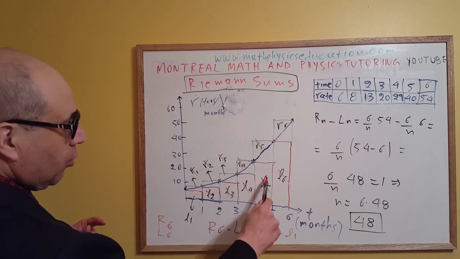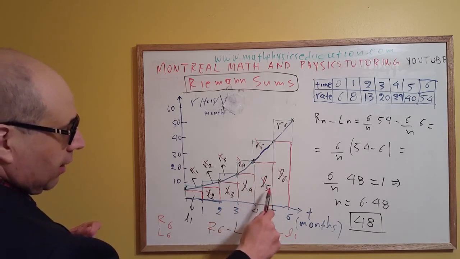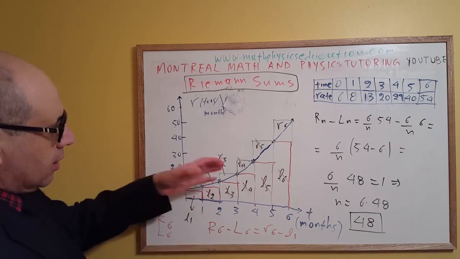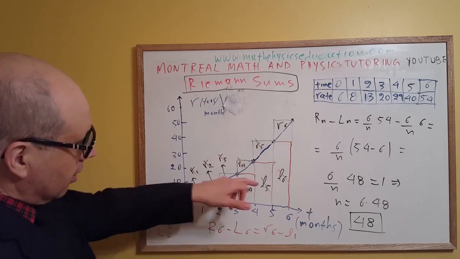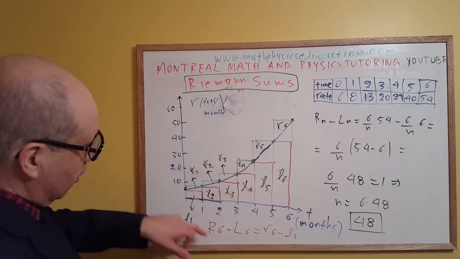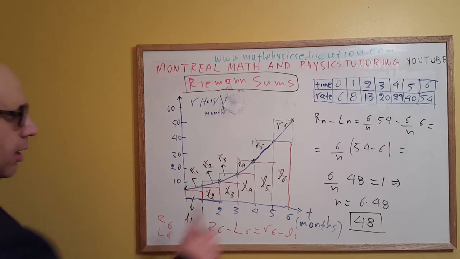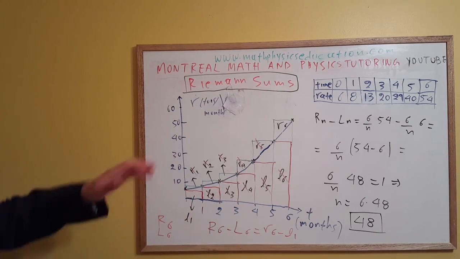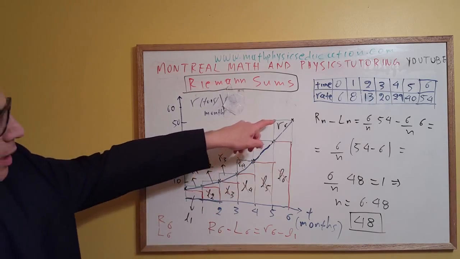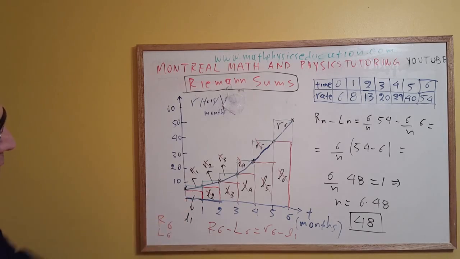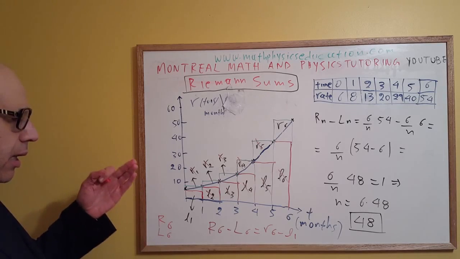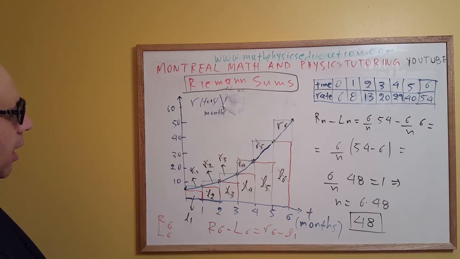So the R4 will be equal with the L5. The R4, let's say the fourth rectangle for the R6, will be cancelled with the L5 of the capital L6, and so forth. So the only things that will remain are the rectangle R6 and the rectangle L1. The R6 is from the right hand Riemann sum, and the L1 is from the left side Riemann sum.